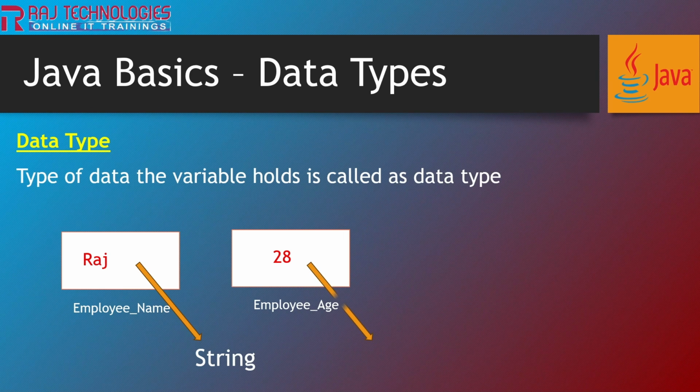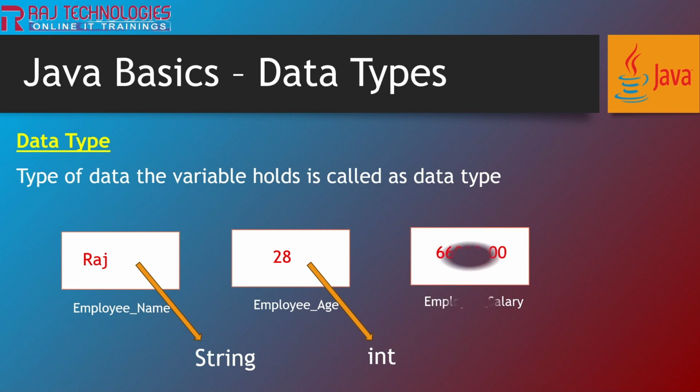A numeric value without any decimal point, we call it integer data type. If we take one more example like employee salary, we are going with a value like 66,000.00. A numeric value with a decimal point, we call it float data type. So the type of data the variable holds, that we call data type.